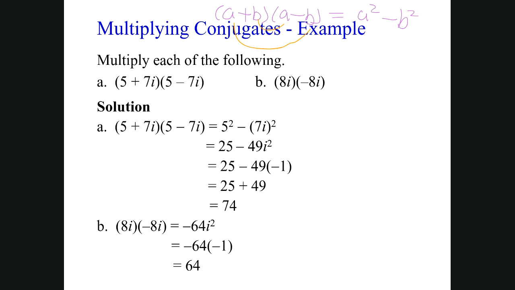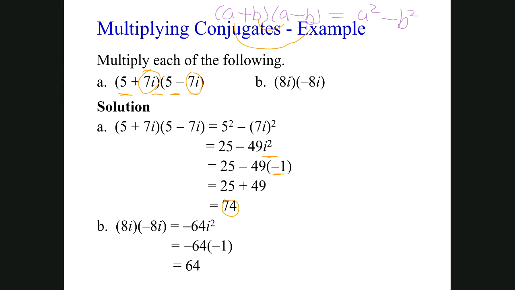This is very, very important, very, very helpful. So we use it for this kind of conjugate. So when I have a plus b times a minus b, this is a conjugate. So my answer will be a squared minus b squared. My a is 5. My b is 7i. So using the formula, you will get 25 minus 49i squared. i squared is negative 1, and then negative becomes positive. So I have a final answer of 74.